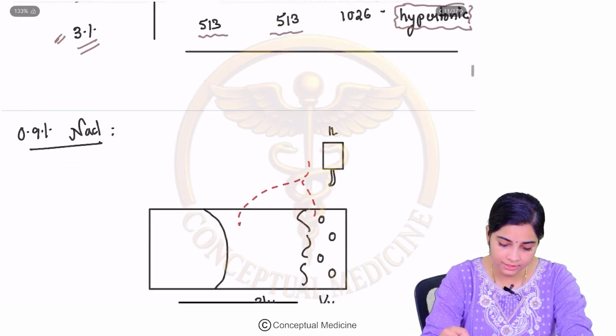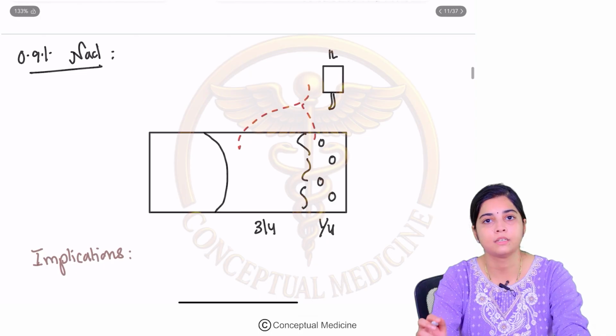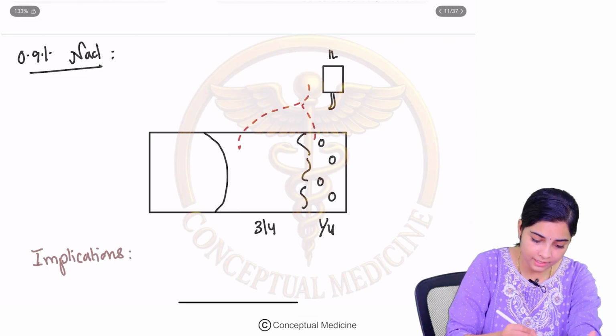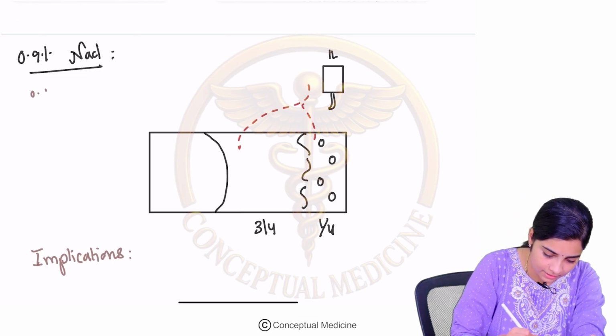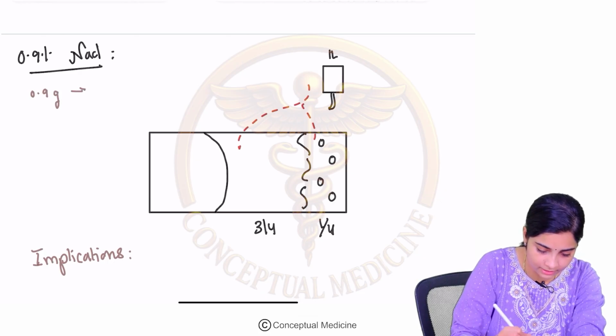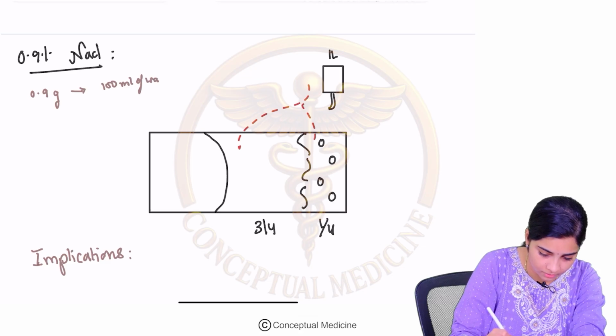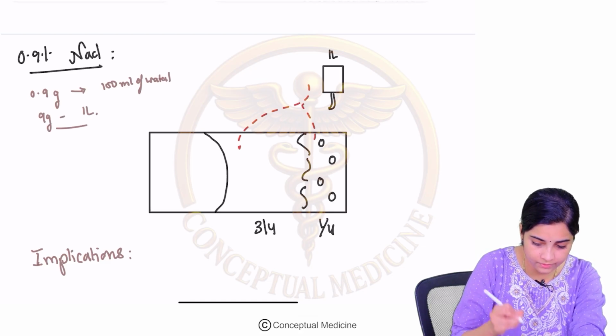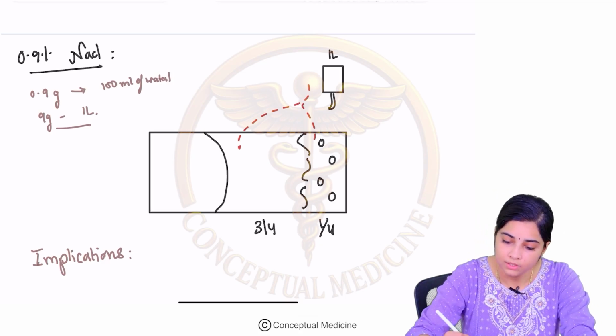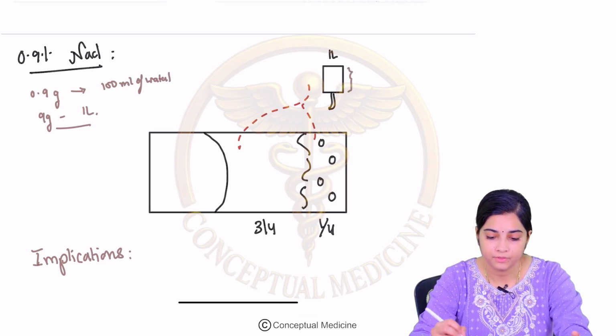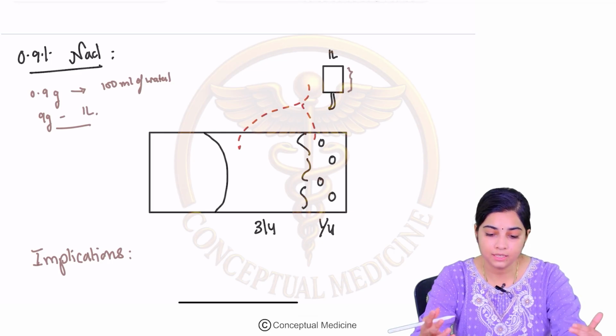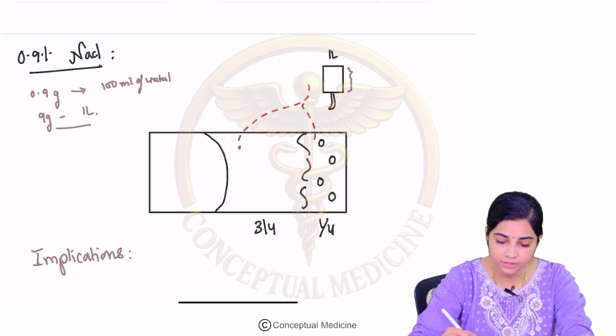Okay. Now let us look at 0.9% NaCl. What is the meaning of this 0.9% NaCl? That means that 0.9 grams of sodium chloride is present in 100 ml of water, or 9 grams in 1 liter. Okay. Now let us take this 1 liter bottle and let us see how this 0.9% saline is distributed.